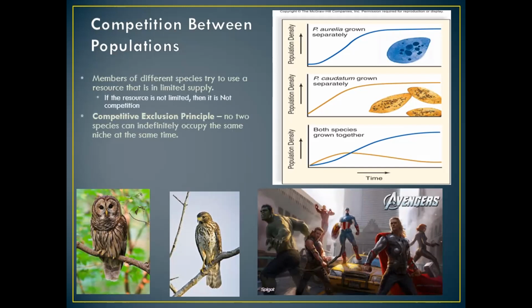If you have two organisms that live in the same environment, they're going to compete, and someone's going to be thrown out. This is known as the competitive exclusion principle. No two species can indefinitely occupy the same niche at the same time in the same place. But, what is but? You can get along by partitioning.